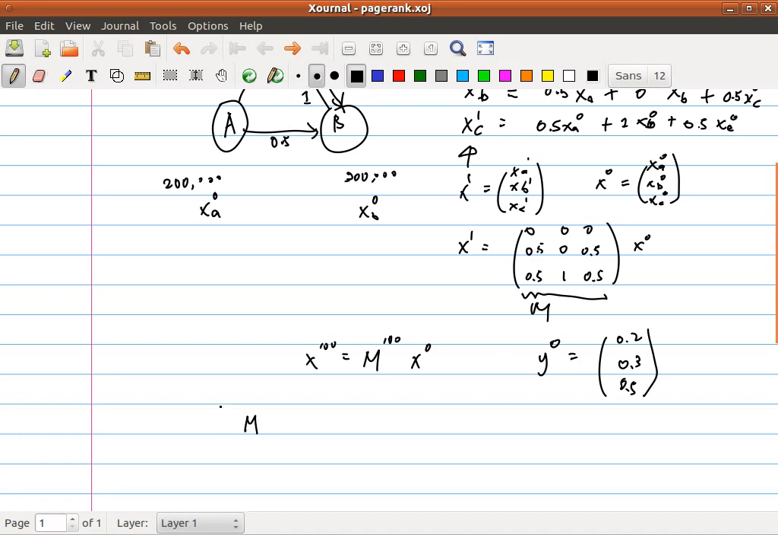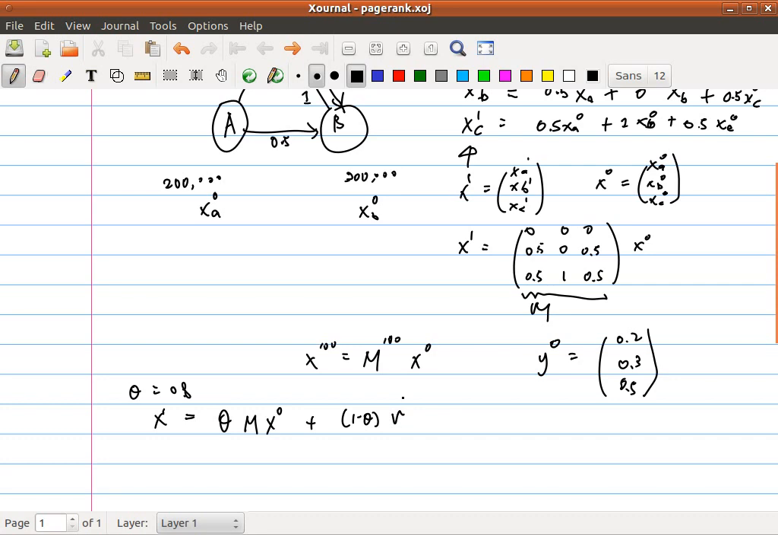So let's say the probability that the reader will move on to a new page is theta. For example, let's say theta is 0.8 here. Therefore, I can write x1 is theta times M x0, and there's also 1 minus theta that the reader will start from a new page, so plus 1 minus theta times v here.